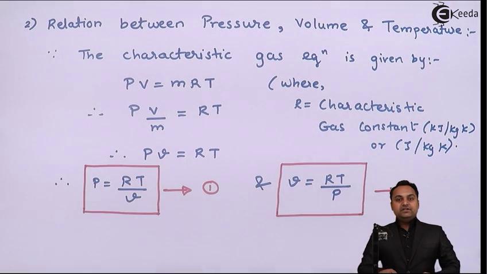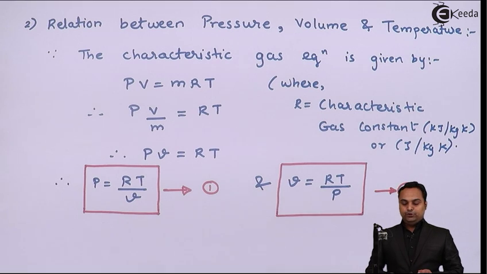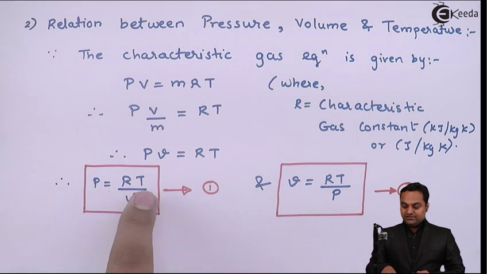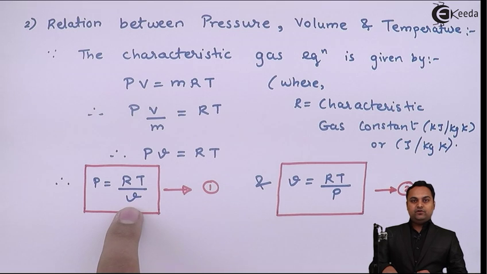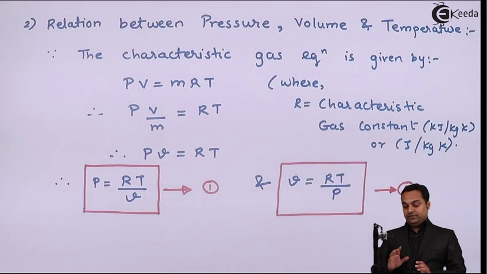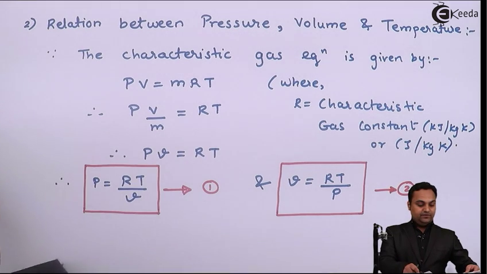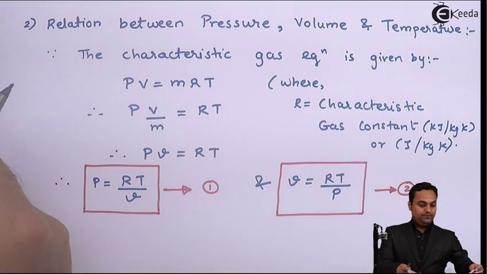So from the first relation I have got pressure and specific volume. Pressure is in terms of temperature and specific volume. Similarly, specific volume is in terms of temperature and pressure. That is equation 1 and 2. Now I'll use the governing equation which we have derived before.